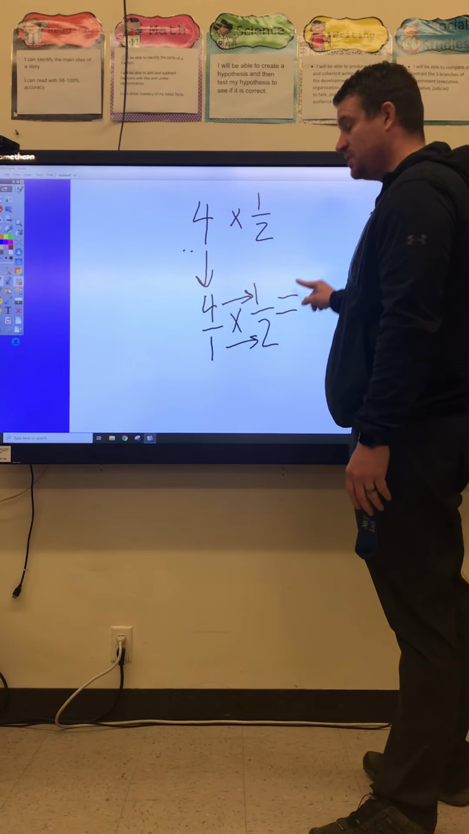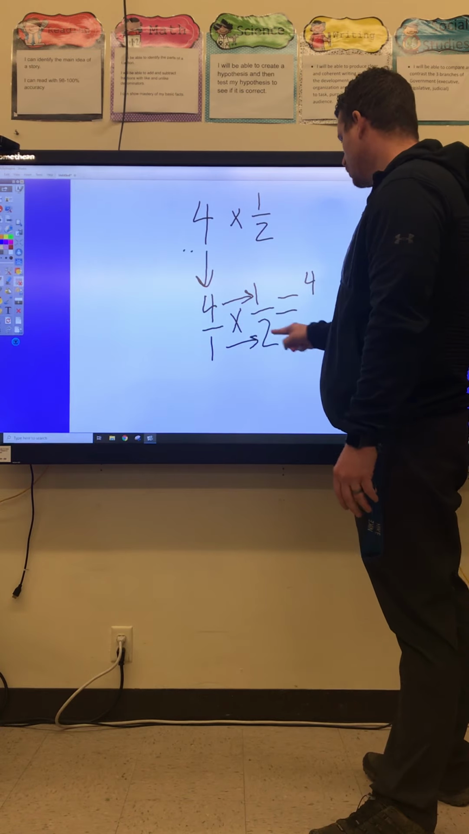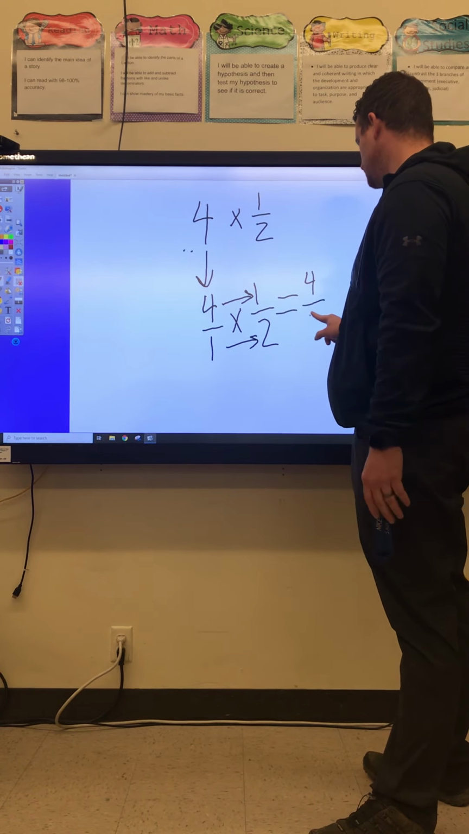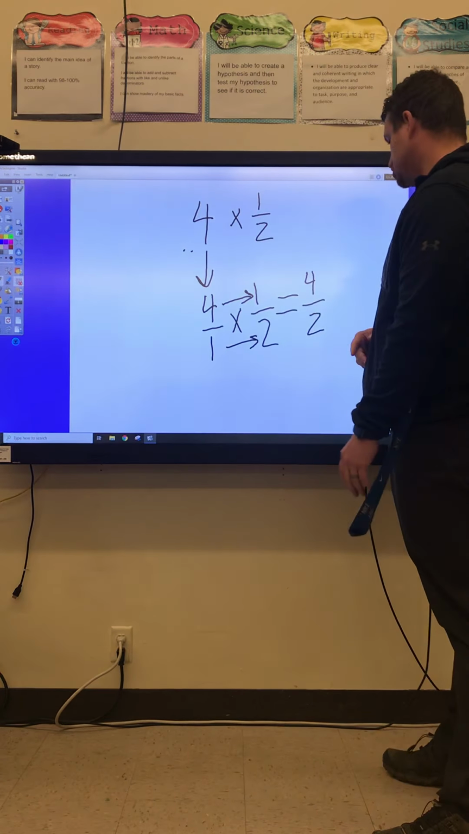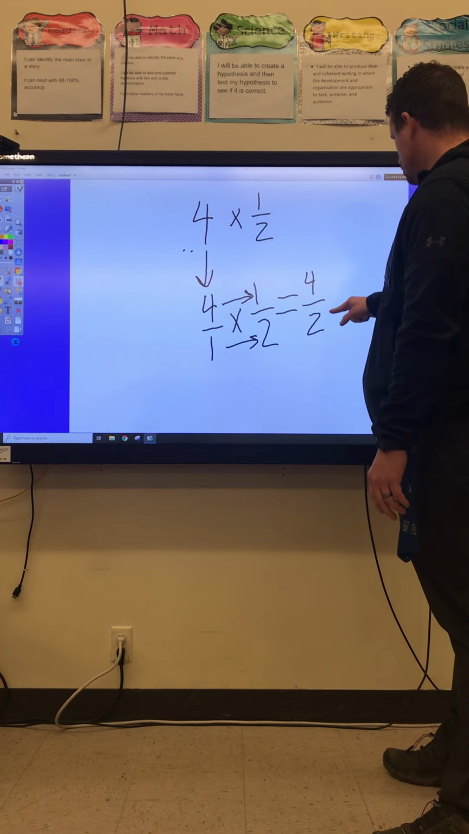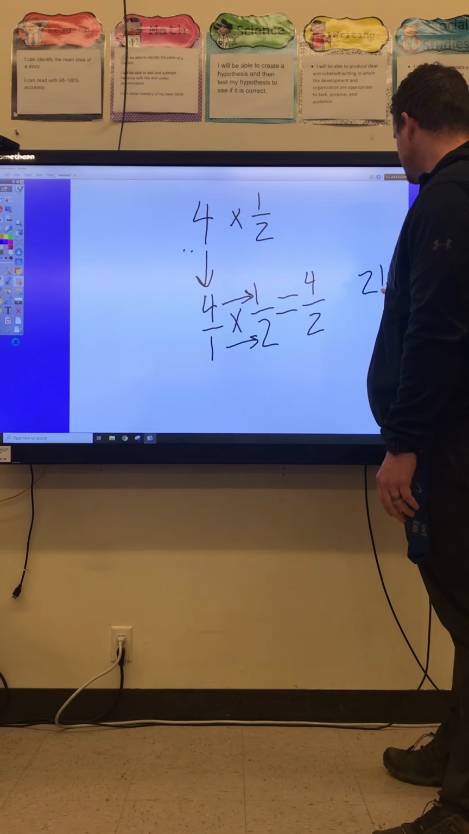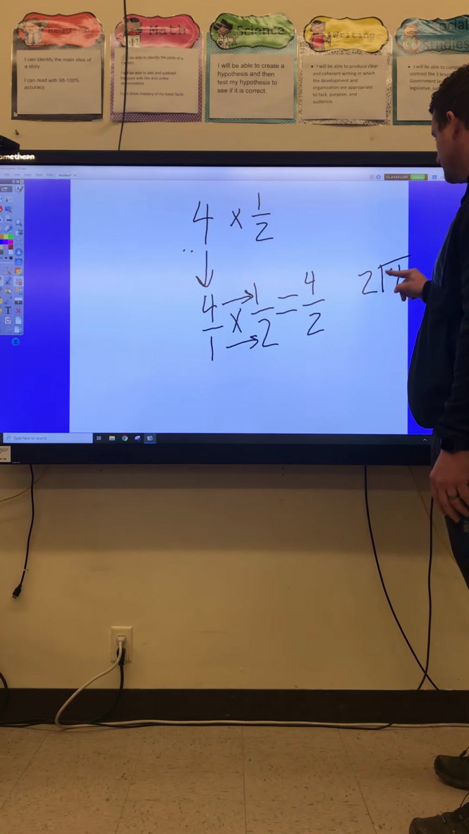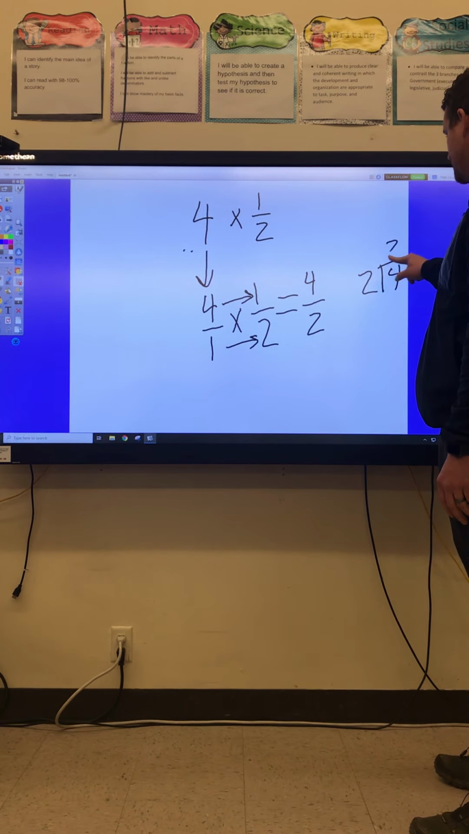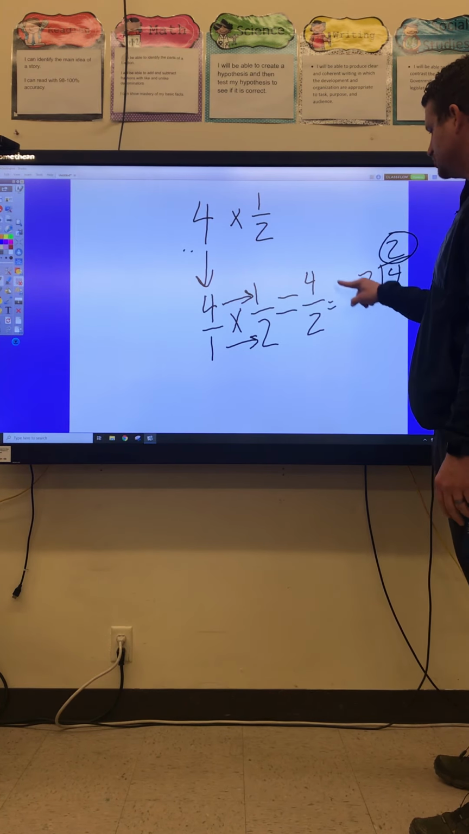So 4 times 1 is 4. 1 times 2 is 2. So we have 4 over 2. Again, this is just a division problem. So the denominator goes outside the box. The numerator goes inside the box. So we have 4 divided by 2. 2 goes into 4 twice, so we know this can be reduced to 2.